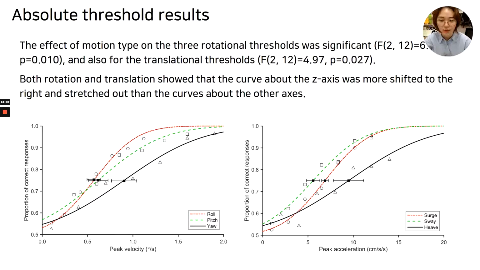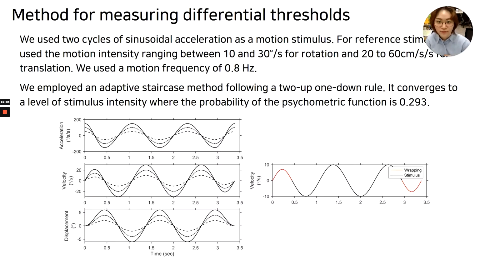And both rotation and translation showed that the curve about the z-axis was more shifted to the right and stretched out than the others. To measure differential threshold on motion, we used 2 cycles of sinusoidal acceleration as a motion stimulus. In particular, as in other relevant studies, we also appended another half cycle of sinusoidal acceleration before and after each stimulus. It was to prevent the motion platform from rattling due to the waveform starting and ending at non-zero velocity values.